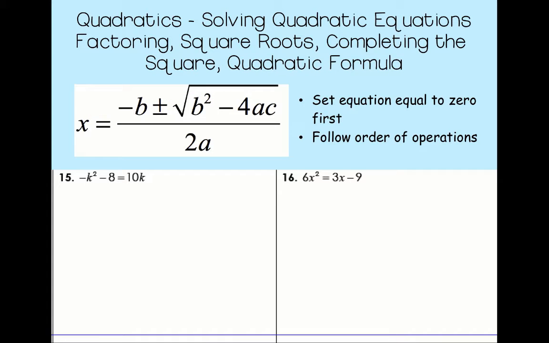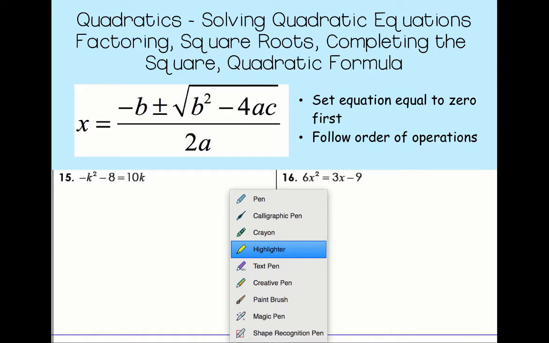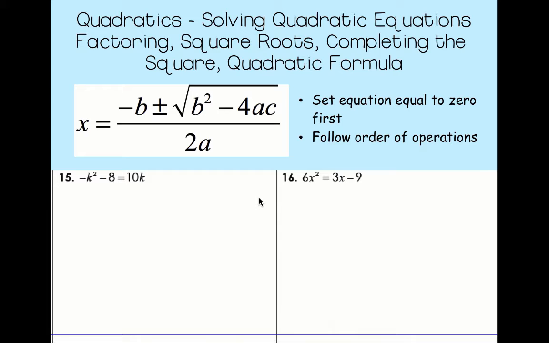Okay, so the first thing you have to make sure you remember whenever you're solving using the quadratic formula is the equation has to be set equal to 0 first. And when we evaluate it, we're going to make sure we follow order of operations. So everything has to be on the same side. The whole equation has to be equal to 0. So I have negative k squared minus 10k minus 8 equals 0.